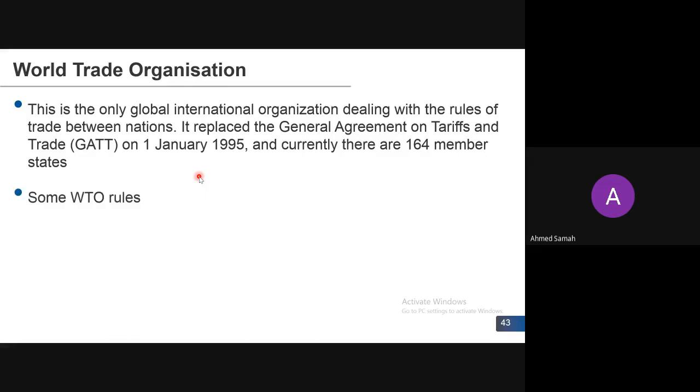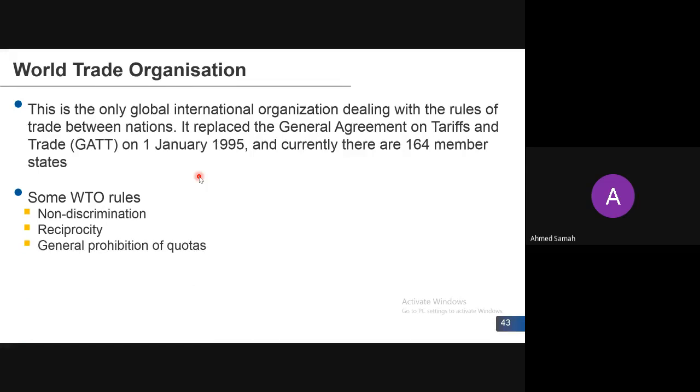Some rules of the WTO: they lobby for no discrimination between different countries in terms of trade. Then there is reciprocity. For example, if India imports from a country and that country lowers its tariffs, India will reciprocate, and likewise for tariffs on exports. Then also a general prohibition of quotas.